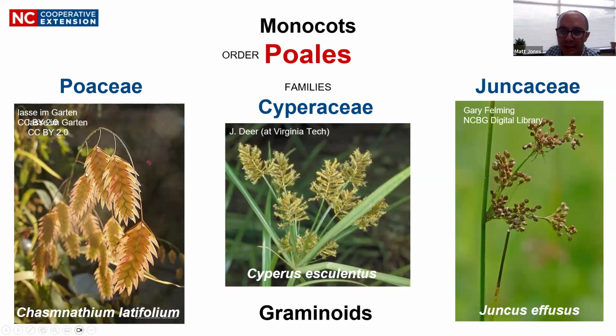So, 12,000 species, usually herbaceous, but the bamboos are kind of woody-like. They have lignified stems. It also includes the sedge family, Cyperaceae. This is Cyperus esculentus, yellow nutsedge. But typically the Cyperaceae have triangular stems, so sedges have edges is the mnemonic device.